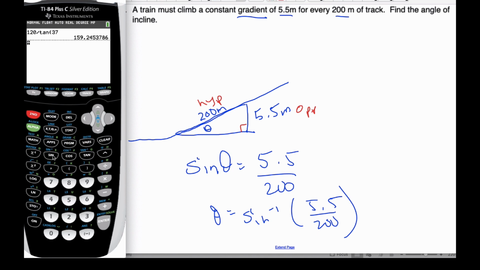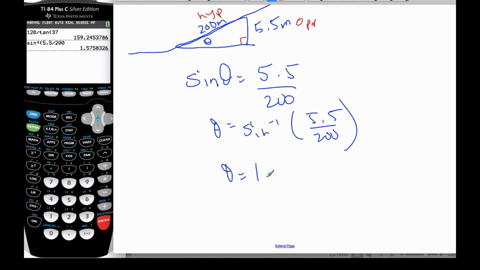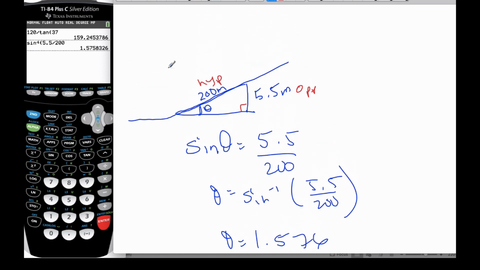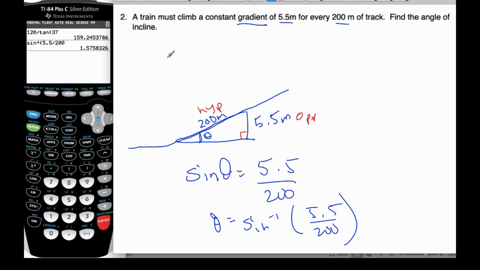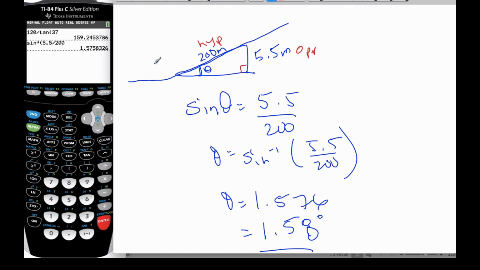And so I go second sine, 5.5 divided by 200. And that gives me 1.575. So theta equals 1.576 degrees. To three significant figures, 1.58 degrees. So this is just a tiny little angle, a slight little incline for the train to climb. There's an introduction to right triangle trig reminder.